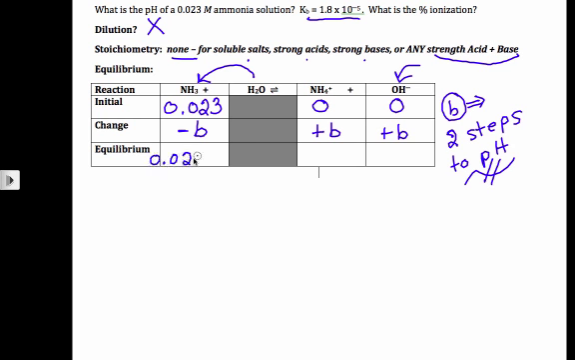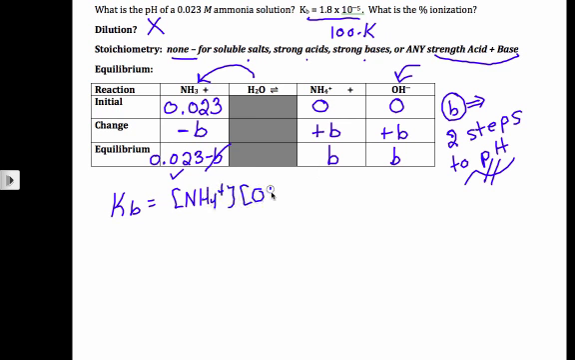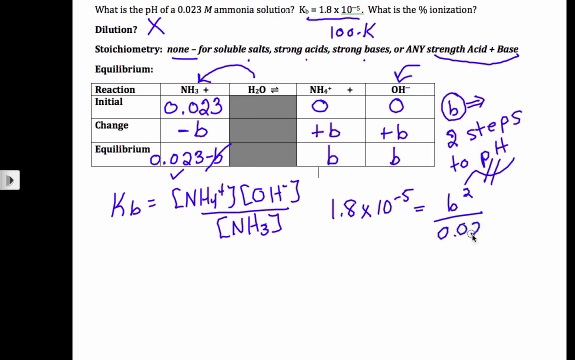So this is 0.023 minus B. We're going to neglect this to simplify our math. It's borderline, honestly, in this problem, but we're going to go ahead and run with that. If you did your check of 100 times K, our number in front is still bigger, but not much bigger. Okay, so Kb is going to be our products, NH4+, times our hydroxide over reactants, NH3. So I have 1.8 times 10 to the minus 5th is equal to B squared over 0.023.